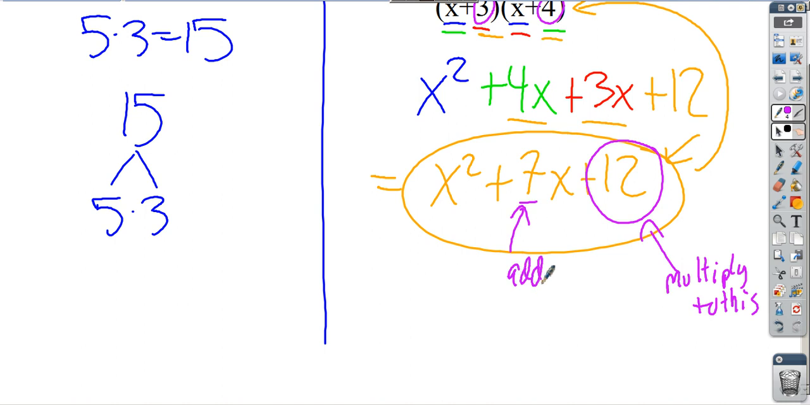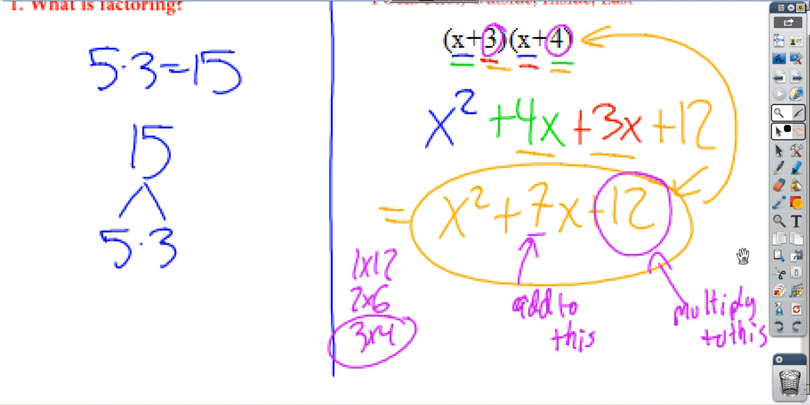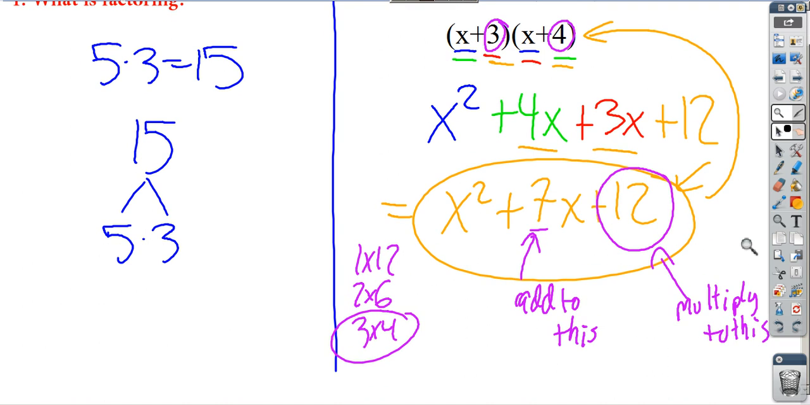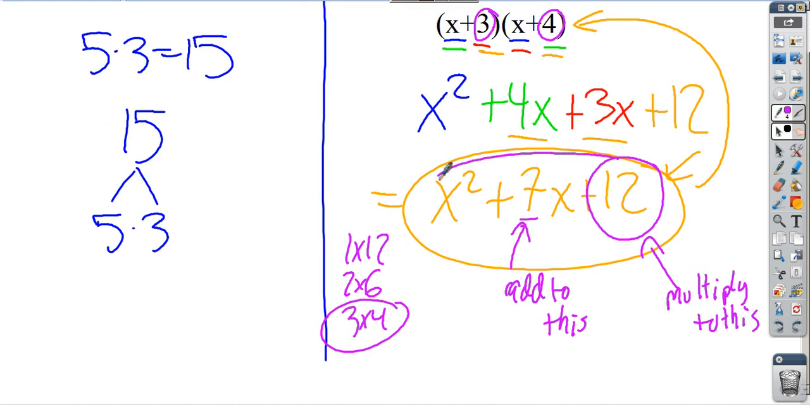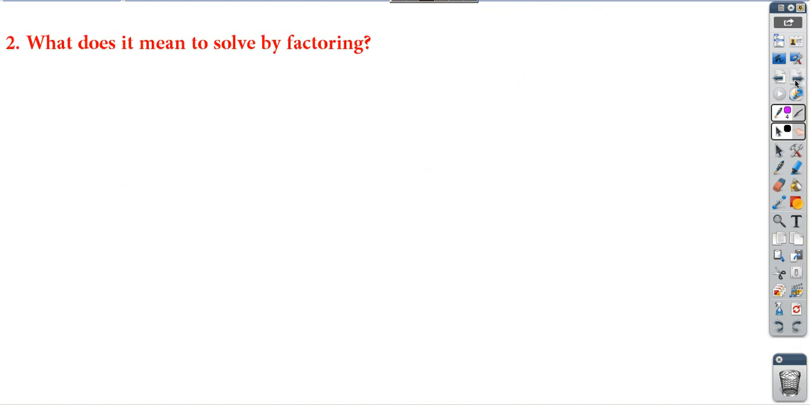There's a lot of numbers that multiply to 12. There's 1 times 12, 2 times 6, and 3 times 4. But out of those numbers, only these two both multiply to 12 and add to 7. So that is the answer to the first question. What does it mean to factor? It means to start with this end result right here and to go backwards to figure out what did I multiply to get that.